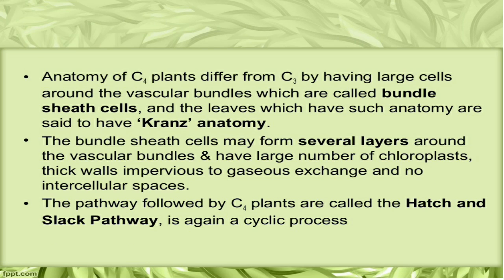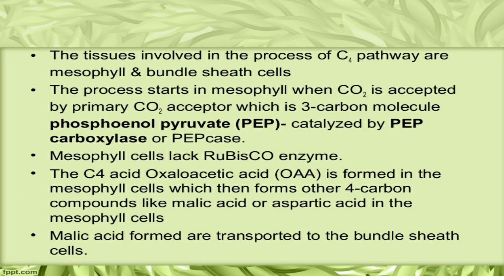The pathway followed by C4 plants is called the Hatch and Slack pathway, again a cyclic process, because this cycle was first described by two scientists, Hatch and Slack. The tissues involved in the process of the C4 pathway are mesophyll and the bundle sheath cells. There are two types of cells, mesophyll cells and bundle sheath cells of the leaf.